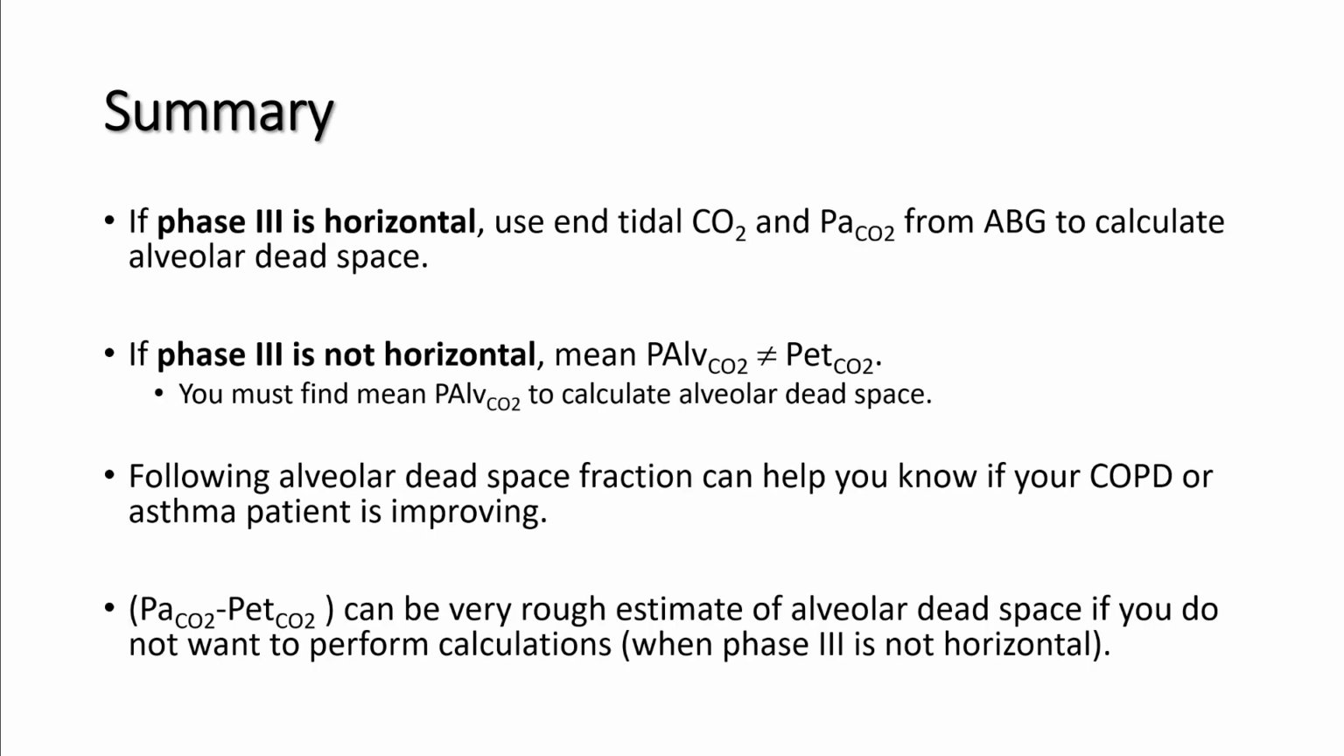So in summary, if your phase 3 is horizontal on capnogram, you can use the end tidal CO2 from that and P arterial CO2 from ABG to calculate your alveolar dead space. If your phase 3 is not horizontal, that means your mean P alveolar CO2 is not equal to P end tidal CO2. So you have to find mean P alveolar CO2 by drawing the horizontal line by extrapolating phase 3 and see where it intersects with the line of phase 2 and finding its midpoint. Following alveolar dead space fraction can help you know if your COPD or asthma patient is improving.